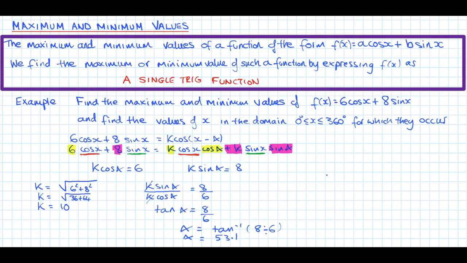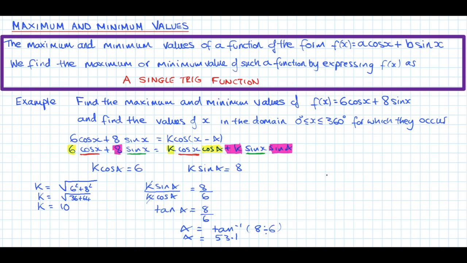Now, we have looked at expressing it as a single trig function as k cos x minus alpha, k cos x plus alpha, k sin x minus alpha, k sin x plus alpha, and it really doesn't matter which one of those you use, as long as you realise you have to express it as a single trig function. However, it's often easier to use k cos x minus alpha. So that should be your go-to function in this case. So I'm going to start with 6 cos x plus 8 sin x equals k cos x minus alpha, realising I need it as a single trig function.